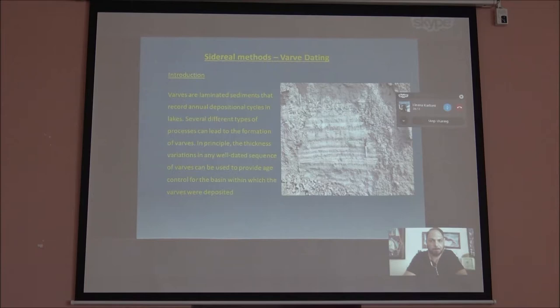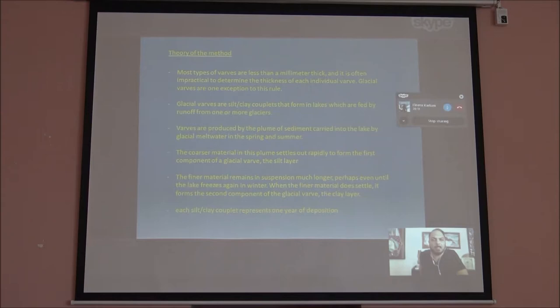Most types of varves are less than a millimeter thick, and it is often impractical to determine the thickness of each individual varve. Glacial varves are one exception to this rule. The glacial varves are sediment layers that form in lakes which are fed by the runoff of one or more glaciers. Varves are produced by the sediment carried into the lake by glacial meltwater in the spring and in the summer. The coarser material settles out rapidly to form the first component of the glacial varve, which is the silt layer.